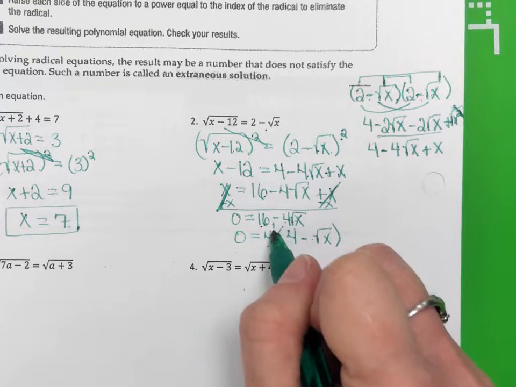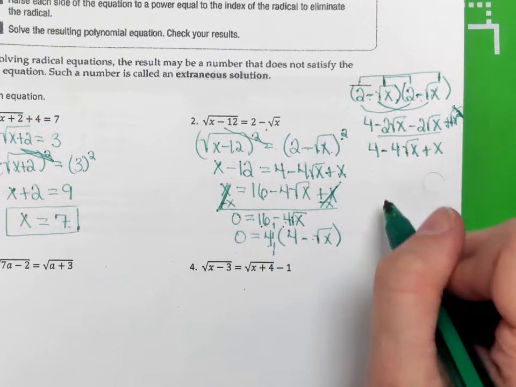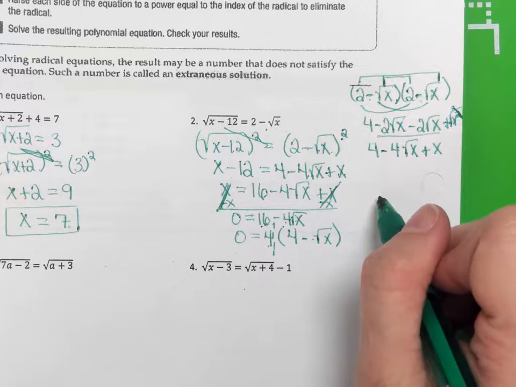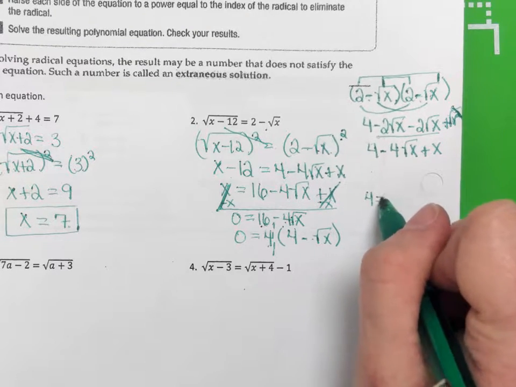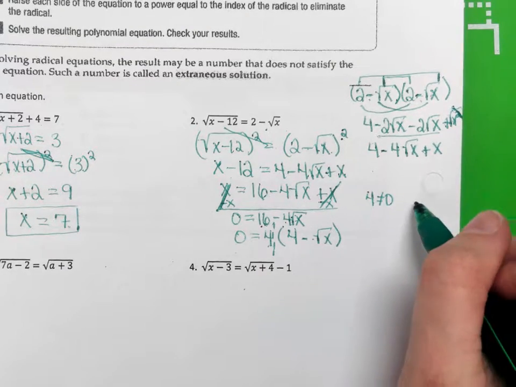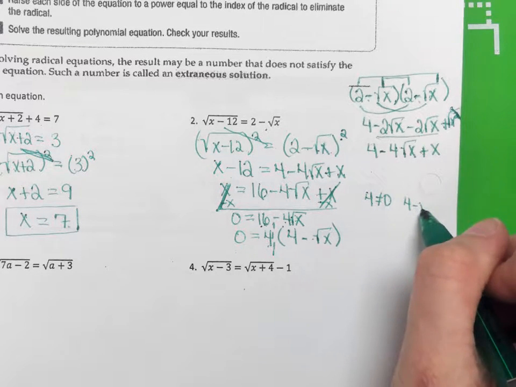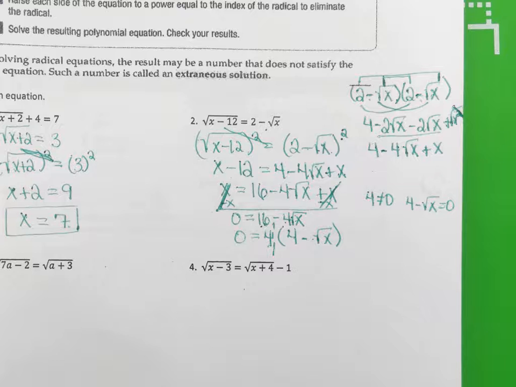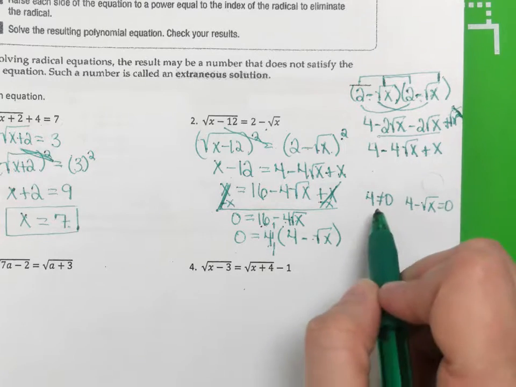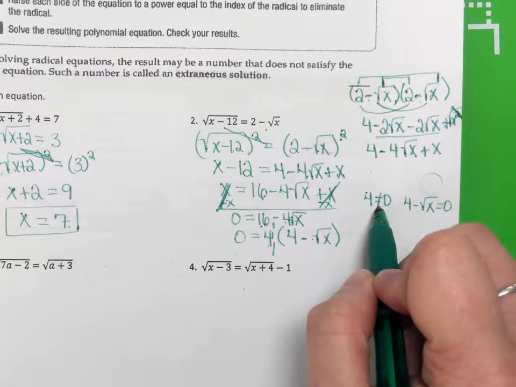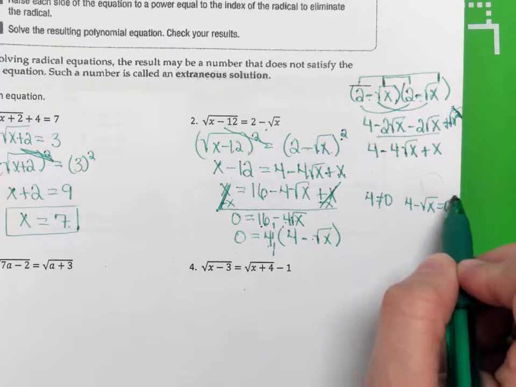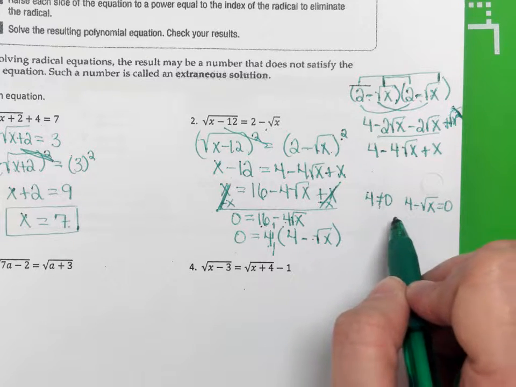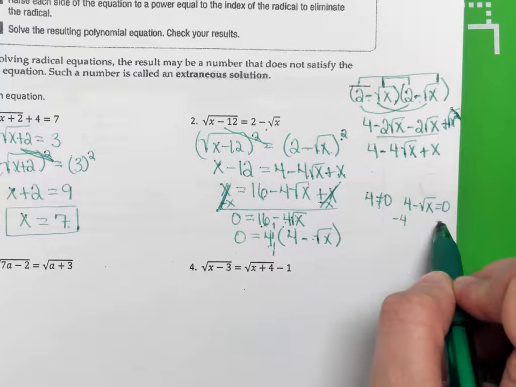So now these are going to split up. 4 does not equal 0, so I'm not worried about that. 4 minus square root of x equals 0. Okay, so I'm not worried about this one, right? Because 4 doesn't equal 0. Well, what can I do to this one to solve for x? Subtract 4. Very good. And the negatives will cancel out.